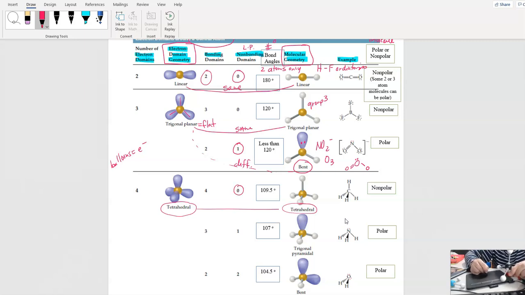Bond angles, oh, I apologize. I need to talk about bond angles. Okay, I got a little distracted with the doorbell. Let's go back to this one right here, trigonal planar.